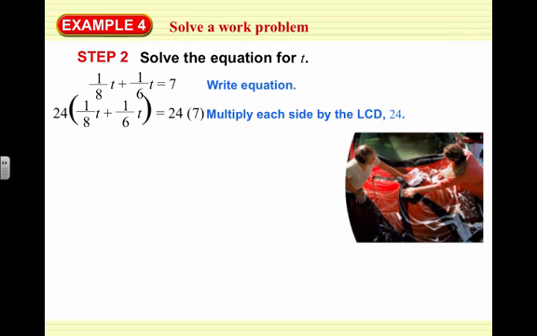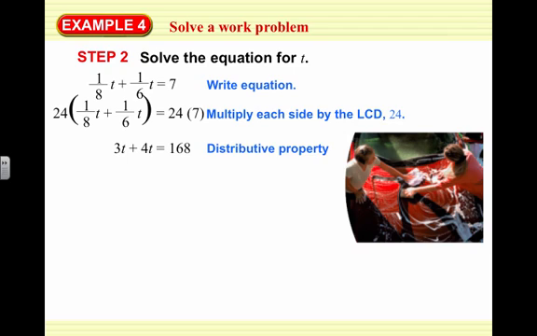So let's multiply both sides by what would be the common denominator. A common denominator for 8 and 6 would be 24, because we can do 8 times 3 to get 24, 6 times 4 to get 24. But instead of rewriting our fractions, let's multiply both sides by 24. Okay, so we're going to have 24 times the quantity 1/8 t plus 1/6 t equals 24 times 7. So we need to distribute that 24.